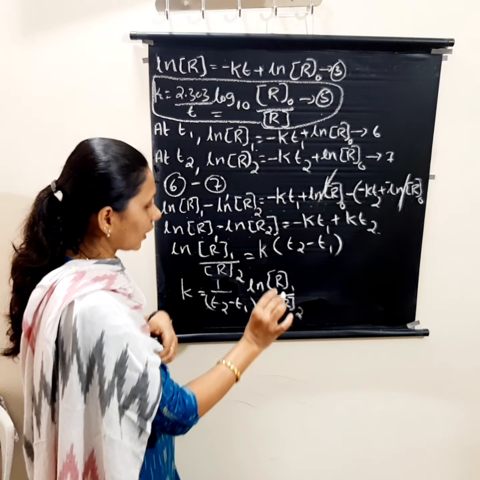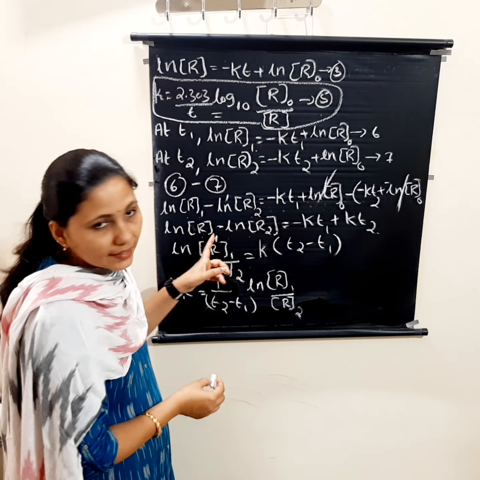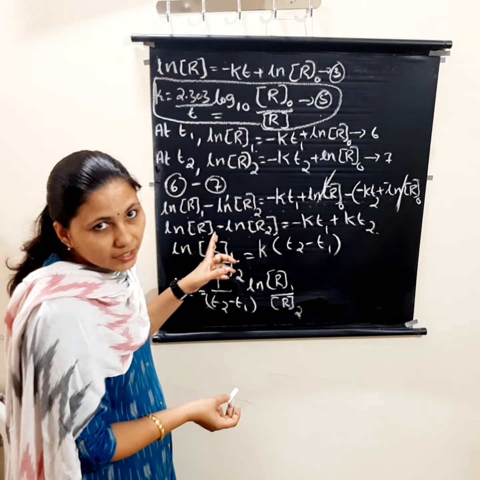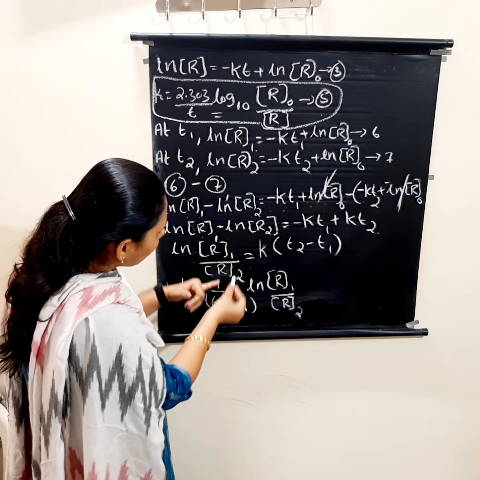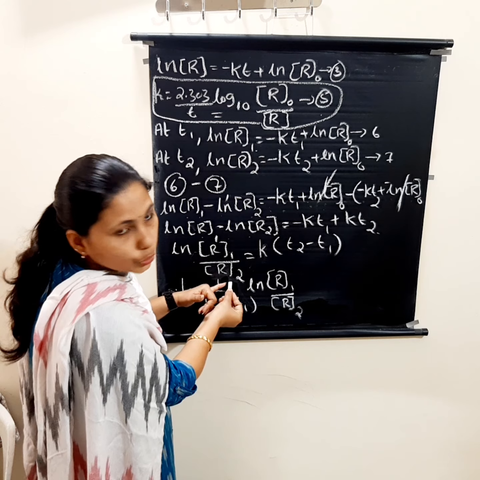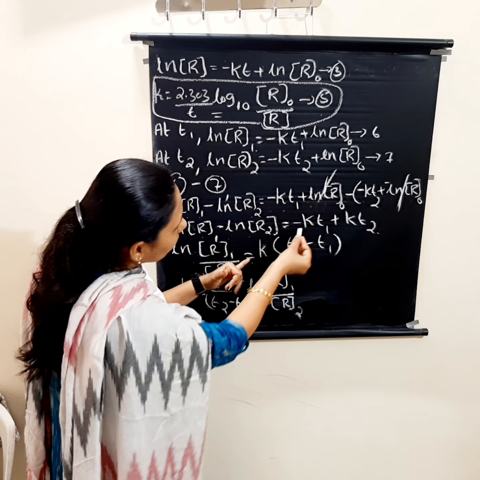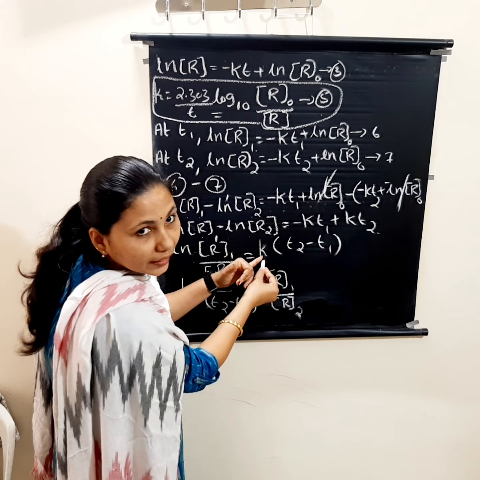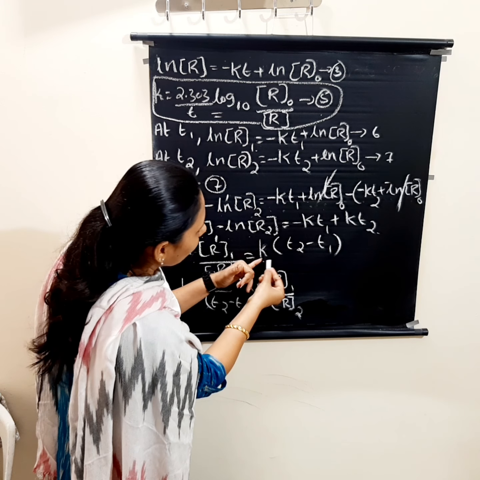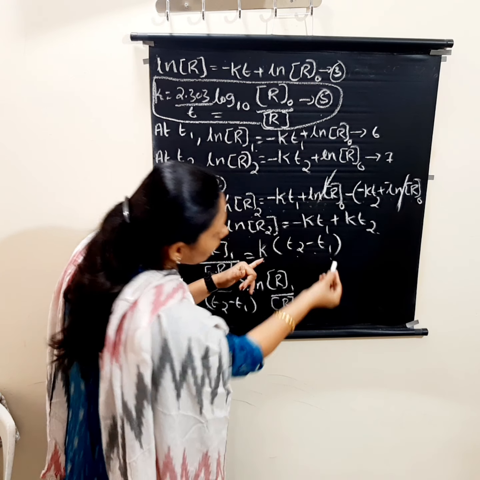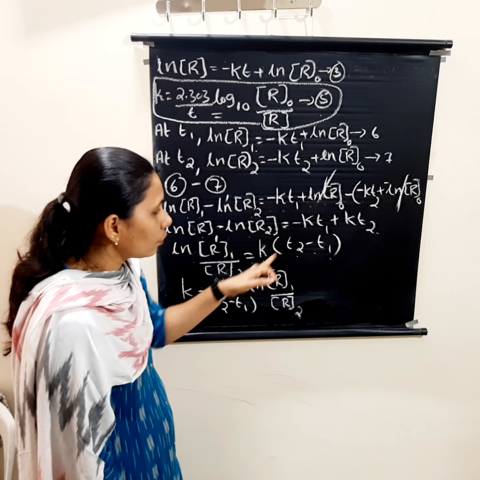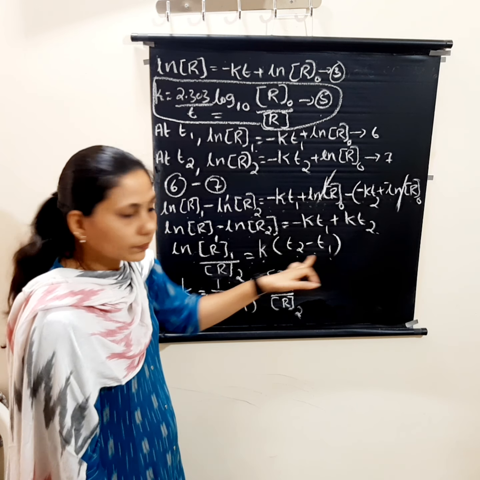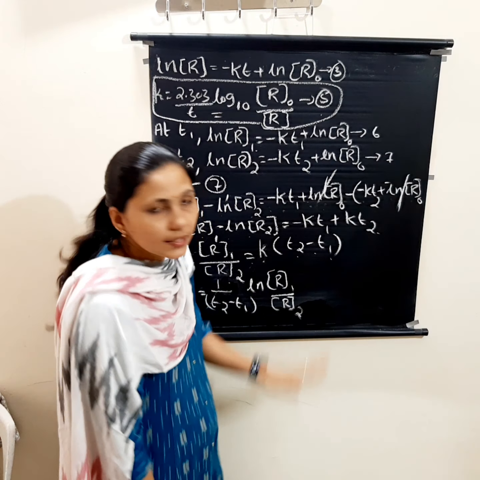Just rearranging that equation, we know a minus in logarithm means we can write it as division. So ln r1 divided by r2 equals k, just rearranging, taking the k outside. Can I write k equal to t2 minus t1? Then we will get kt2 and minus kt1. Okay, so k into t2 minus t1.